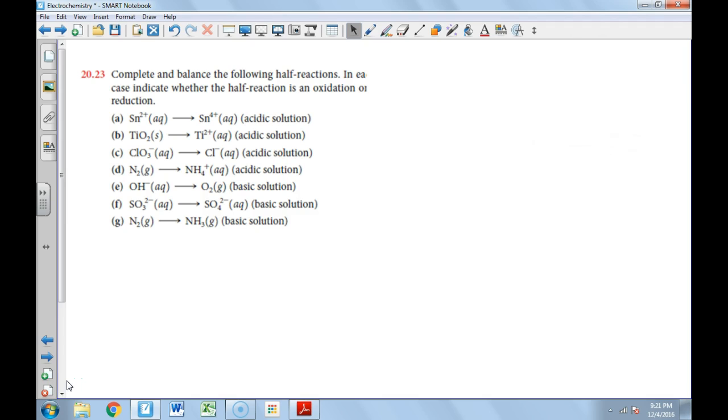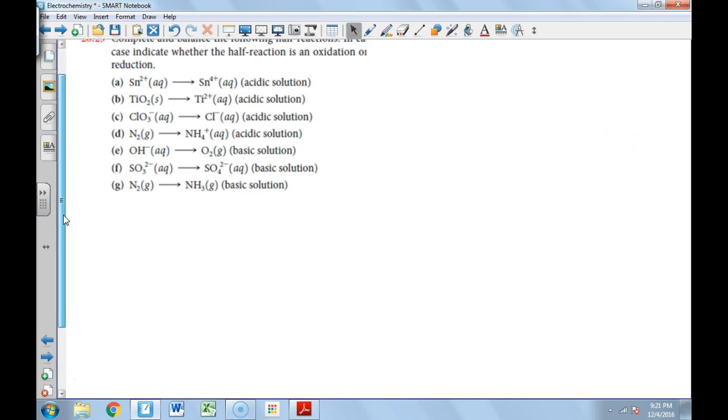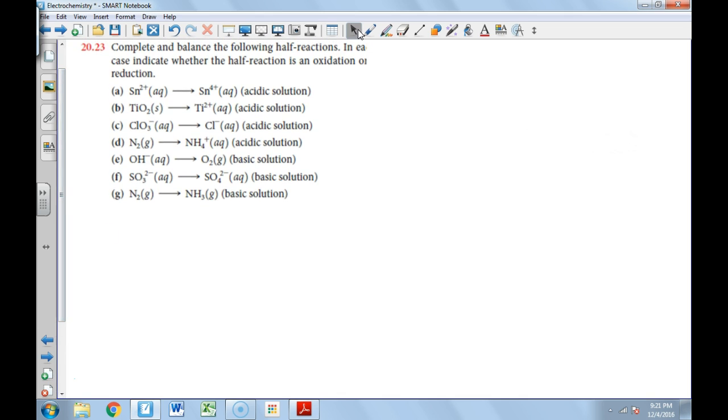Hey everybody, wanted to go over 20.23, balancing half reactions, okay? This is kind of the first major step when you're balancing half reactions in catalyzed solutions. Remember, there's either acid catalyzed or base catalyzed, and so it's important for us to go over how to balance these, and let's get started.